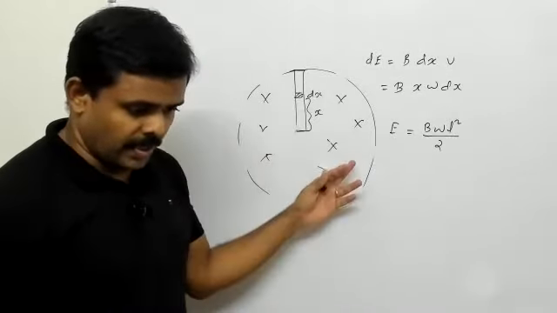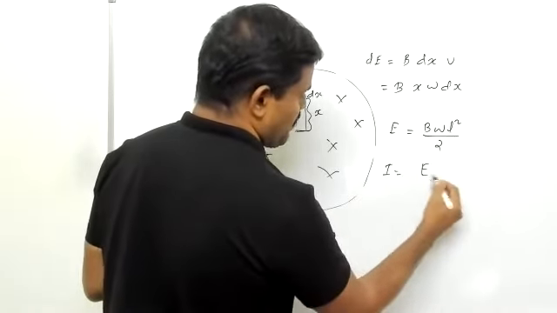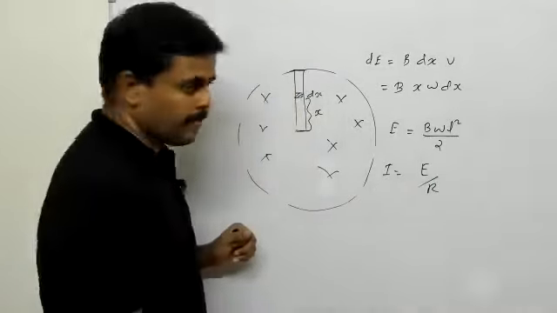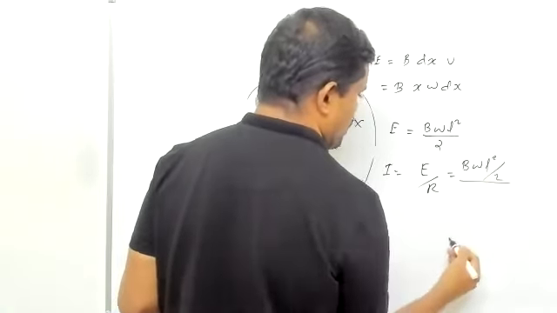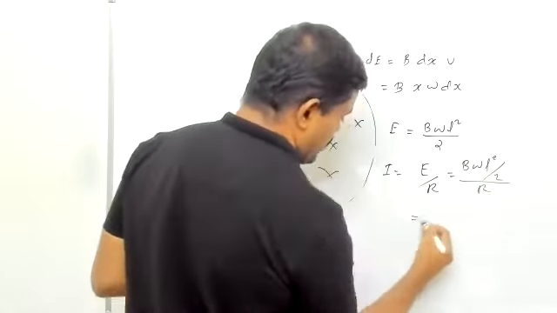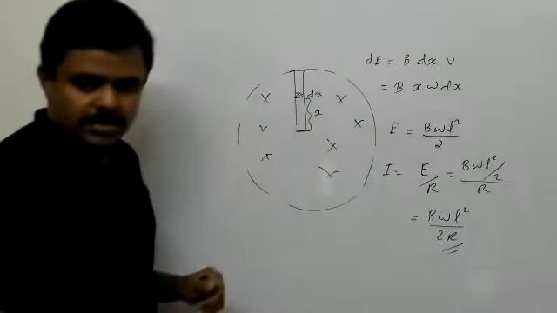And then what? Current induced in the rod. You have to find the current induced in the rod. Current is given by E by R, Ohm's law. That is B omega L square by 2 by R, so that makes it B omega L square by 2R. So that is the second part.